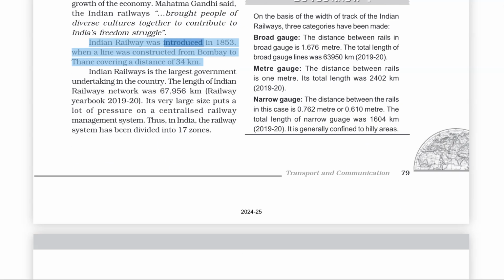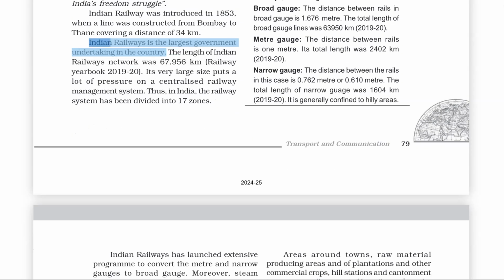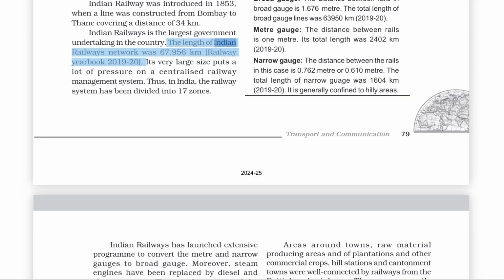Indian Railway was introduced in 1853 when a line was constructed from Bombay to Thane covering a distance of 34 kilometers. Indian Railways is the largest government undertaking in the country. The length of Indian Railways network was 67,956 kilometers, Railway Yearbook 2019-20.